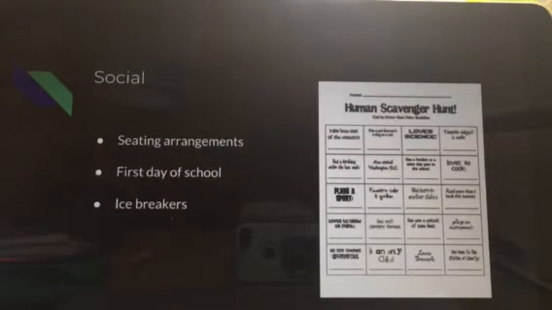Social. It is important to have good relationships with your students. These relationships begin the moment your students walk through your classroom door. On the first day, I will welcome all students at the door with a smile.